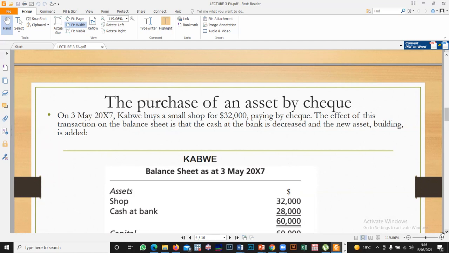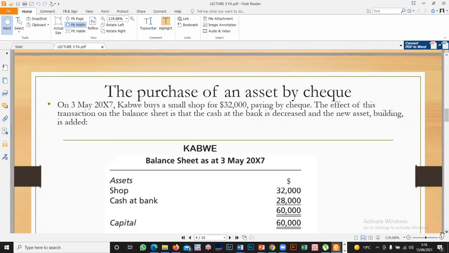Now the effect of this transaction on the balance sheet is that the cash at the bank is decreased and the new asset, building, is added. Okay. Now you've removed that amount of cash using a check, and that amount has been deducted from the bank. You buy a shop where you want to be operating as a business.